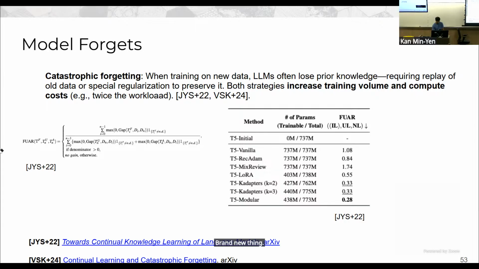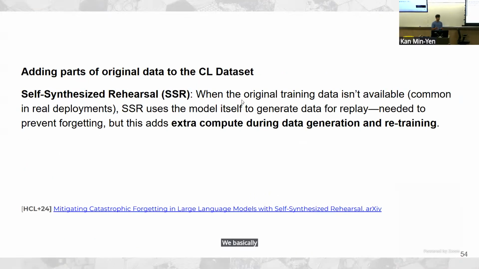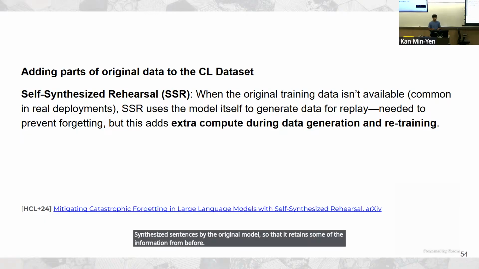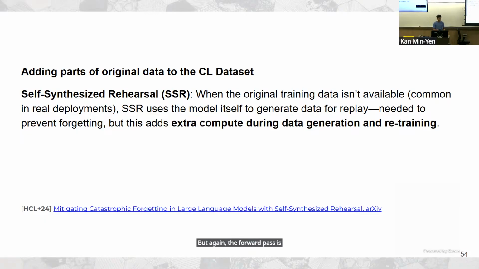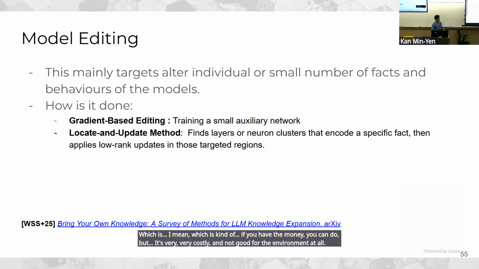So there was one method that I found that tried to solve this issue, where to the CL data set, we try and add sentences synthesized by the original model so that it retains some of the information from before. But again, the forward pass is expensive, and generating the sequences will add more computational expense, more energy consumption, and more time on a GPU server machine, which, if you have the money, you can do, but it's very, very costly and not good for the environment at all.